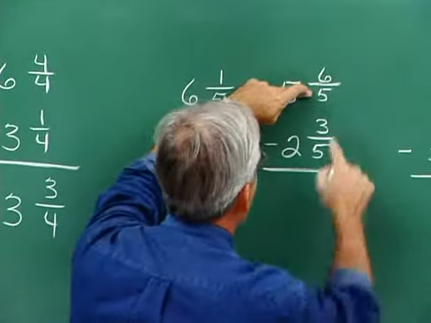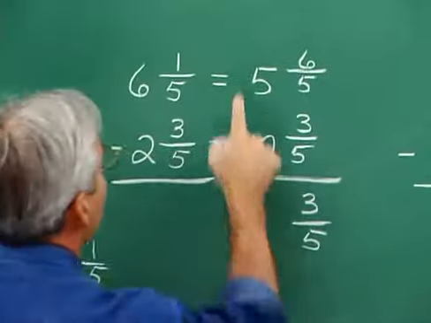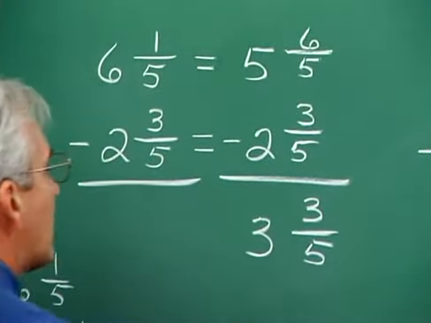So 6/5 minus 3/5, 6 minus 3 is 3. So this is 3/5. 5 minus 2, 3. 3 3/5 for the answer.